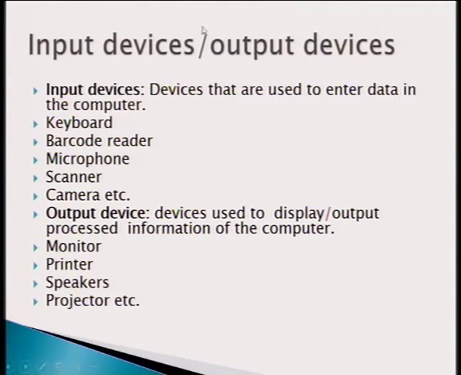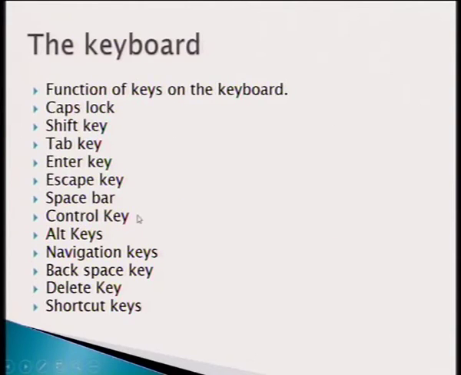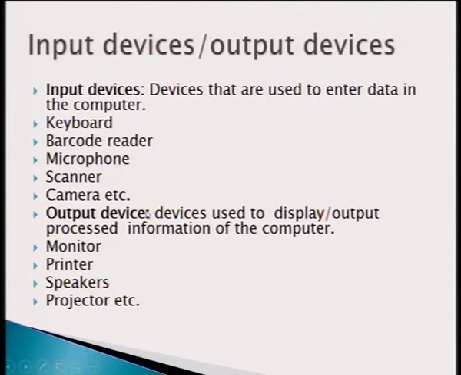The mouse: when you point where you want to input data in your computer, you use a mouse. A mouse can also be regarded as an input device. The barcode reader: say for instance in the shop, when you buy something, they scan. That device that they use to scan is called a barcode reader. It's an input device. We've got the microphone. When you speak, you're inputting your voice in the microphone. That can also be regarded as an input device.